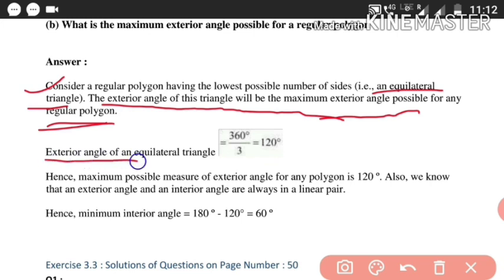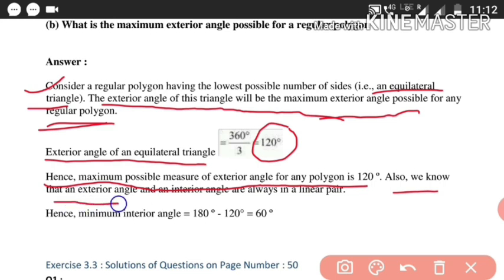So the exterior angle of an equilateral triangle is how much? 360 degrees divided by 3. So that is how much? 120 degrees. So 120 degrees will be the maximum exterior angle. Hence the maximum possible measure of an exterior angle for any polygon is 120 degrees.